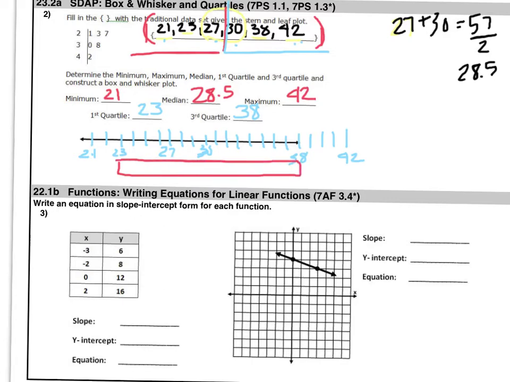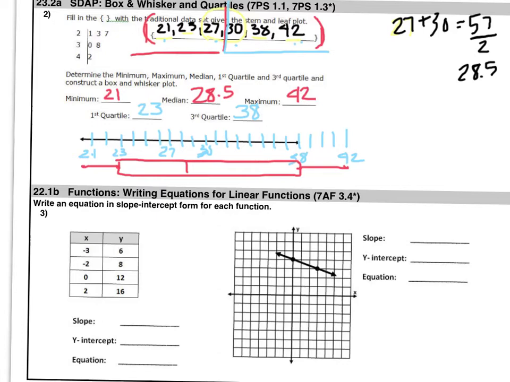Now your whiskers run from these points. We always put points on this spot, and then our whiskers run from those quartiles to our minimum and our maximum. Well, our maximum is 42, so we put a dot, and our minimum is 21, so we put a dot. And then the last thing that we have to do is show the median, and the median was 28.5, so we're going to draw a line right there with the 28.5. Okay, so now we've drawn a box and whisker plot, and we've answered all of their questions.